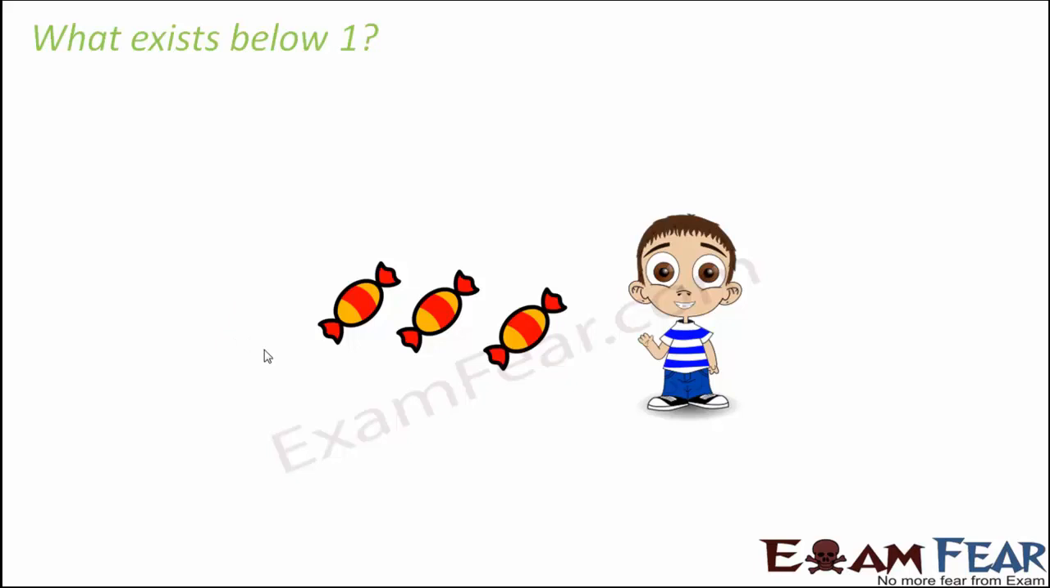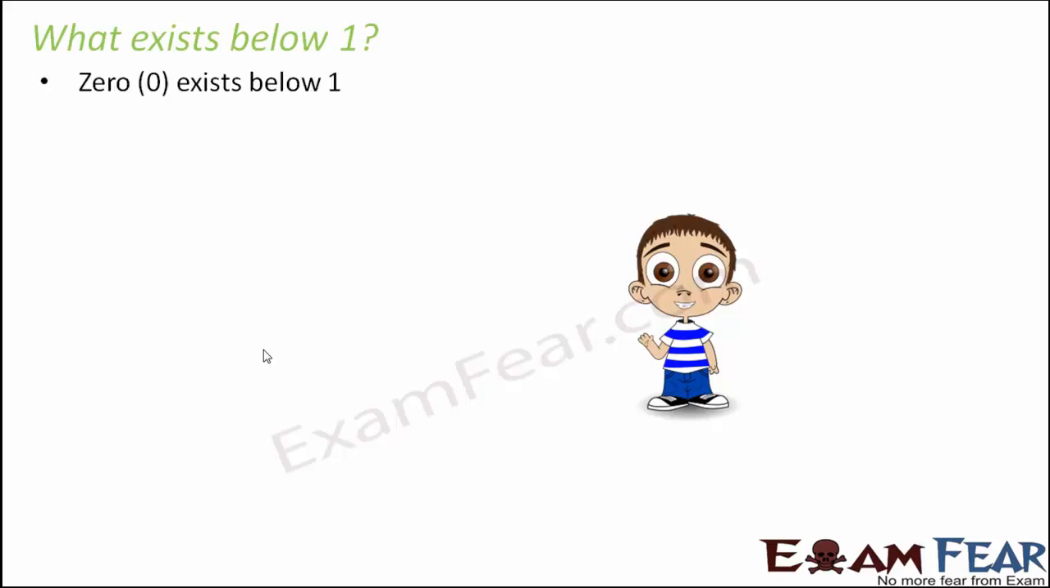So as you keep reducing 1, you see that first it was 5, then 4, then 3, then 2, then 1. But what next? Once you take away this one chocolate from the kid, how many chocolates will be left with the kid? Exactly, there will be no chocolates with him. So the number of chocolates with this kid right now is 0. So 0 exists below 1.